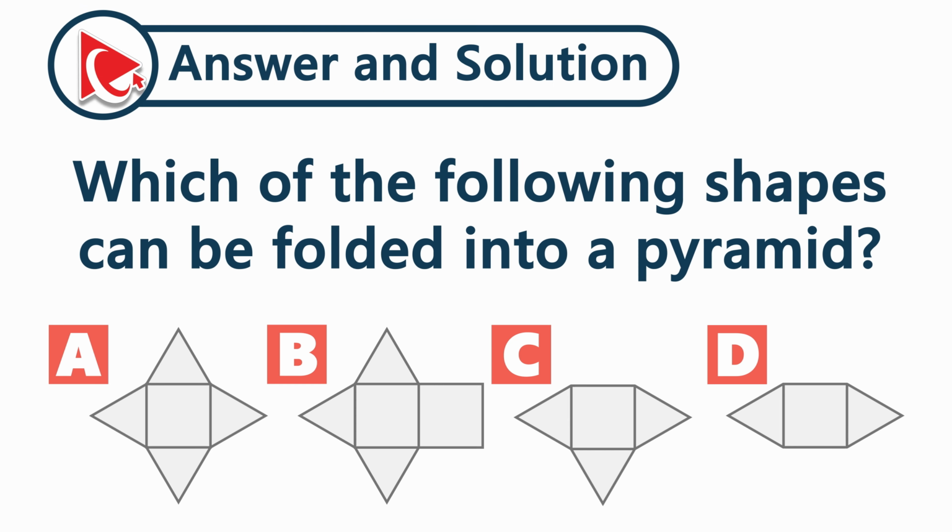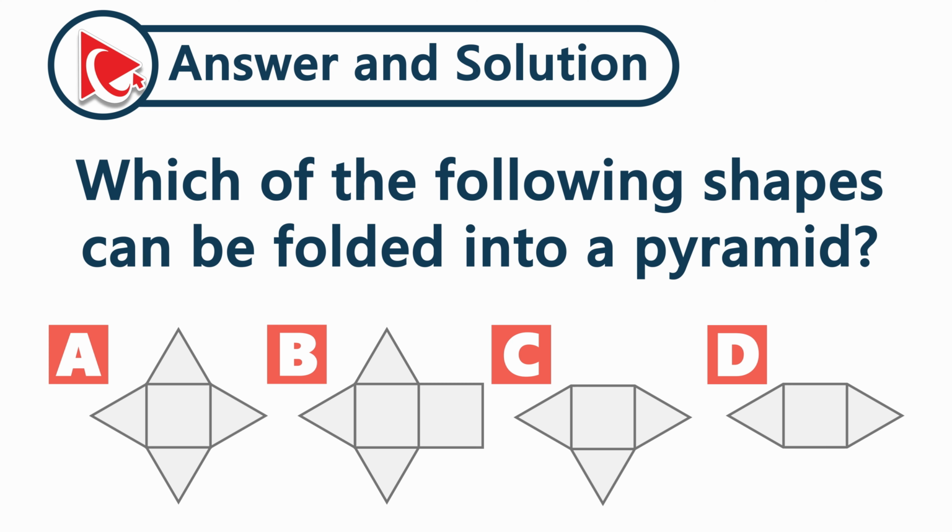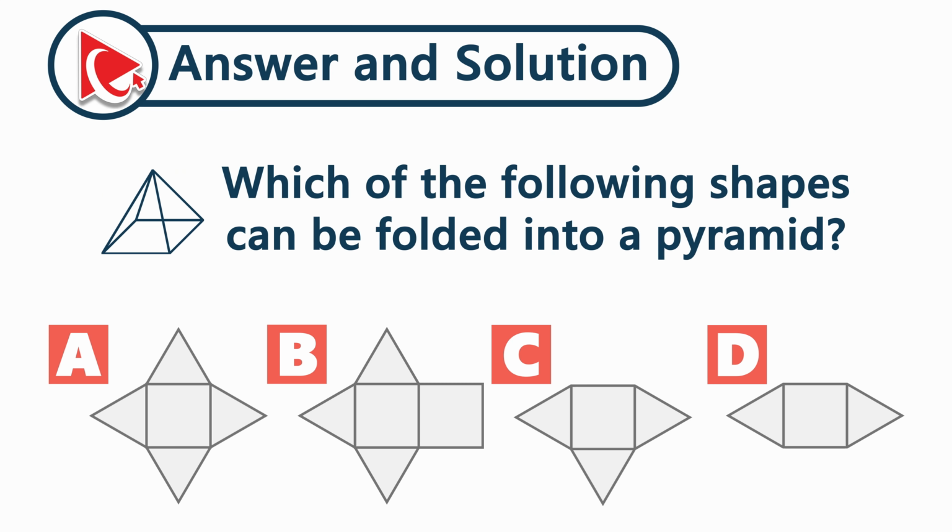Focus on the base shape and the triangles. Which layout would let you fold 4 triangles upward around the square? If you have selected option A, you nailed it. Why? This is the perfect square in the center and the triangle on each side. Just what's needed to fold a proper pyramid.